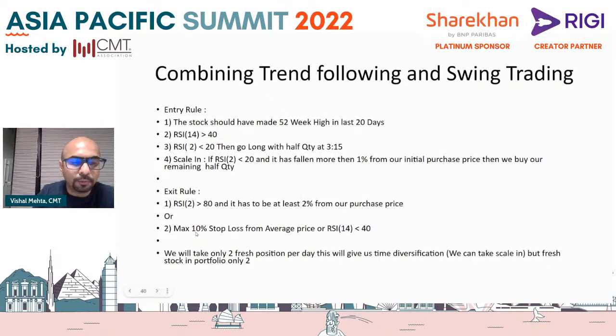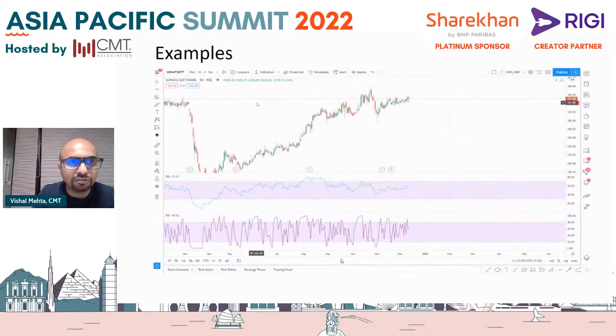Or you can put in a stop loss, which is an ATR-based stop loss, a Supertrend-based stop loss, or a 10% stop loss, which is far off and does not get triggered. And we will only take 2 fresh positions per day. This will give us diversification. Now this is a classical example that I'm going to teach you.